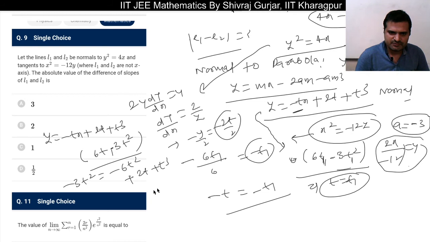So from here one t will cancel out, so t is 0, but t cannot be 0 because it's given that it cannot be x-axis. Somewhere it is given. So this will be minus plus 3t equals to 2 plus t square. So this is nothing but t square minus 3t plus 2 equals to 0. So this is t minus 2 and t minus 1 equals to 0. So t is either 1 or 2.